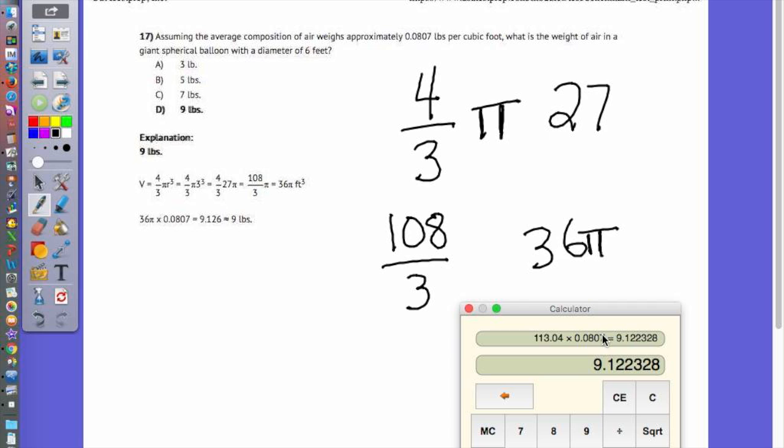Wait, so where did the 108 over 3 come from? The volume. Here's the volume formula. So you first had to find the volume in the balloon. The balloon was 6 feet in diameter, so that's a radius of 3 feet. So first you had to find the cubic feet, the actual volume of the balloon. Then you figured out how much each cubic foot weighed.